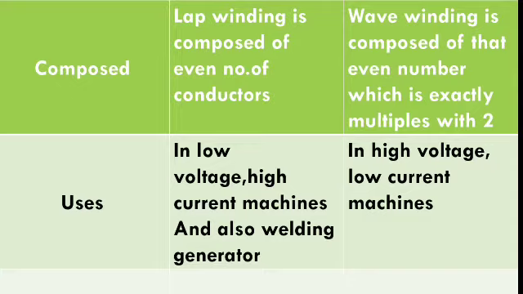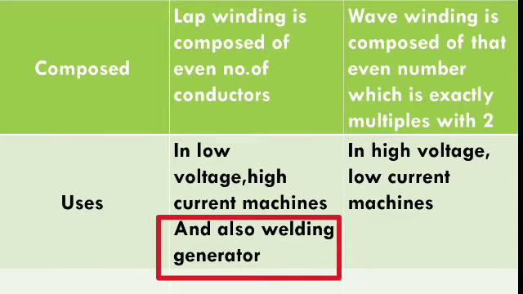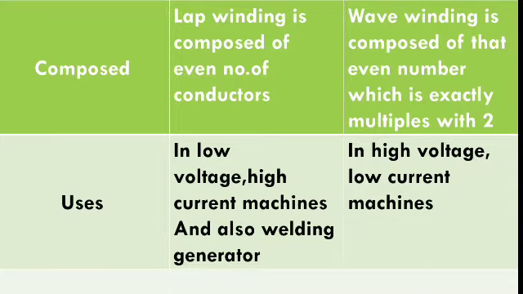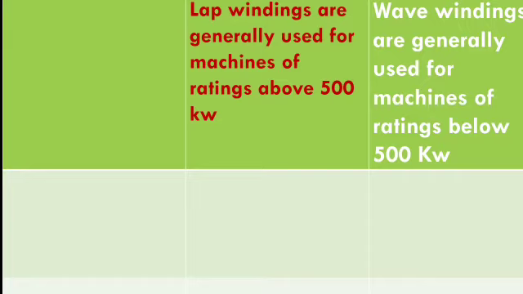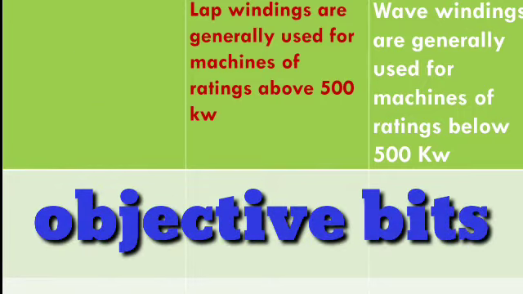So the last one is the uses or application. Lap winding is used in low voltage, high current machines and also welding generators, whereas wave winding is used in high voltage, low current machines. Lap windings are generally used for machines of ratings above 500 kW, whereas wave windings are generally used for machines of ratings below 500 kW. Next we will see some important objective bits.